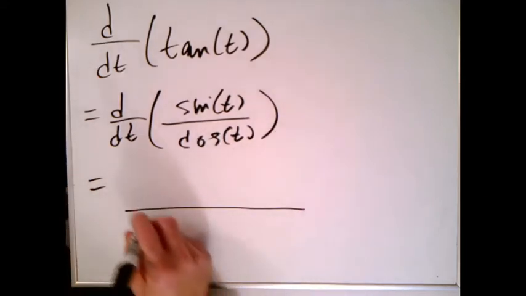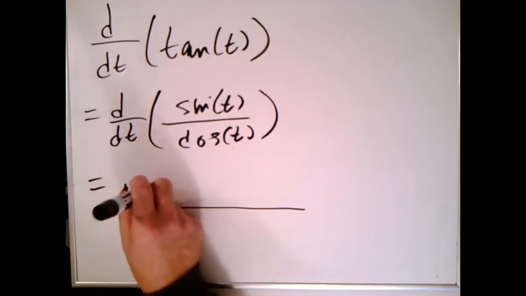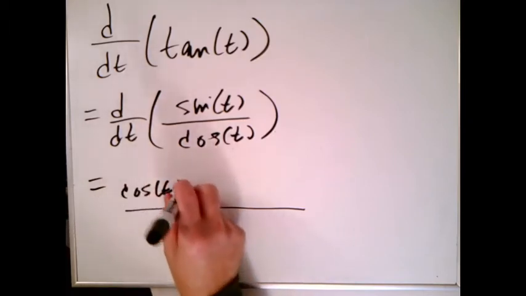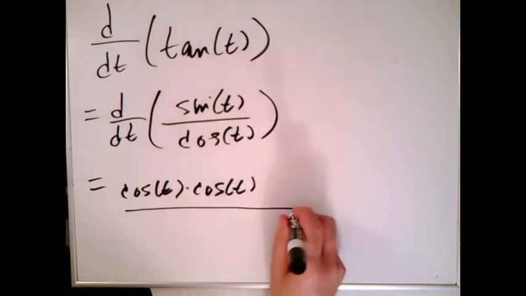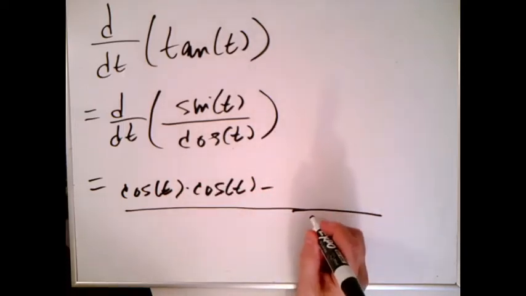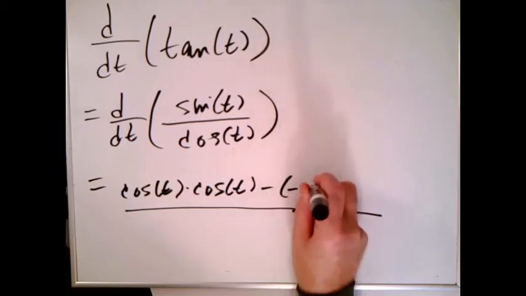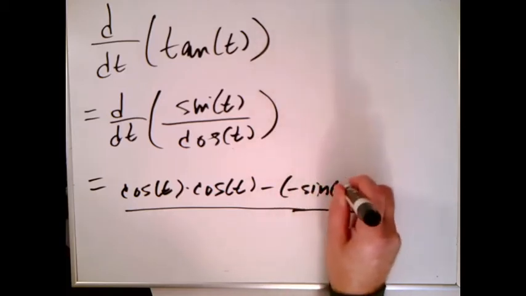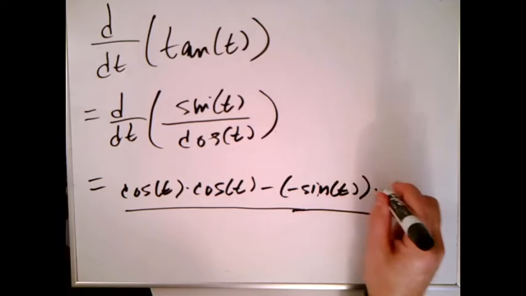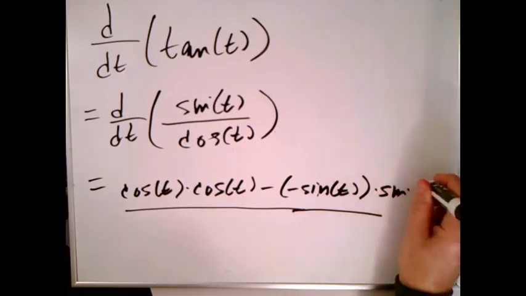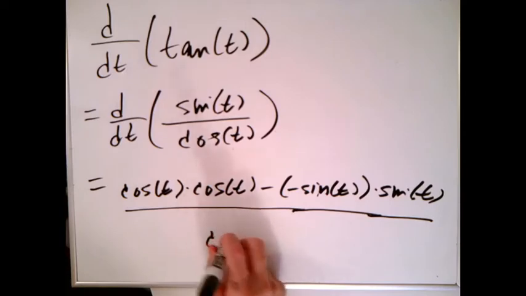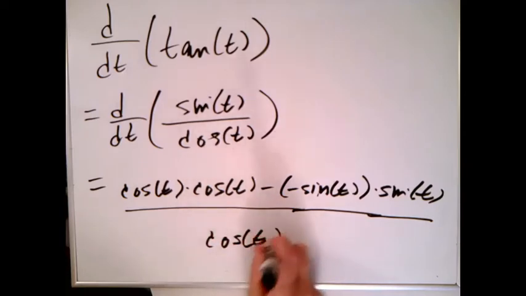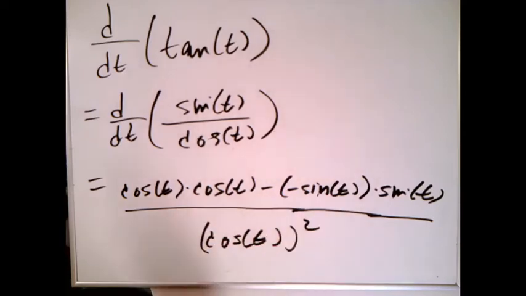And remember how the quotient rule works? Yes, it's the derivative of the top times the bottom minus the derivative of the bottom, which is minus sine, times the top, which is just sine, all over the bottom squared. Like that.